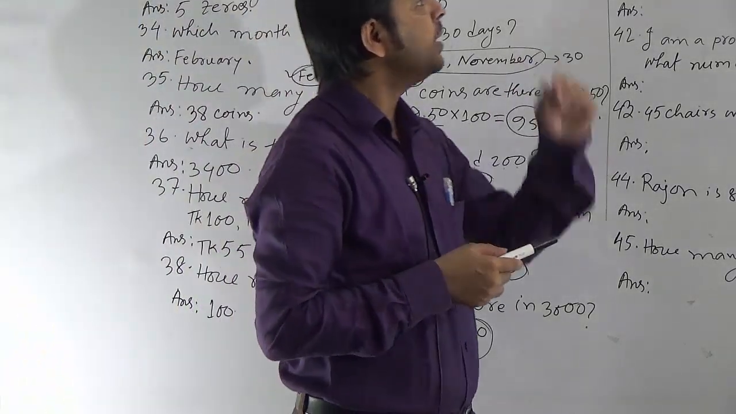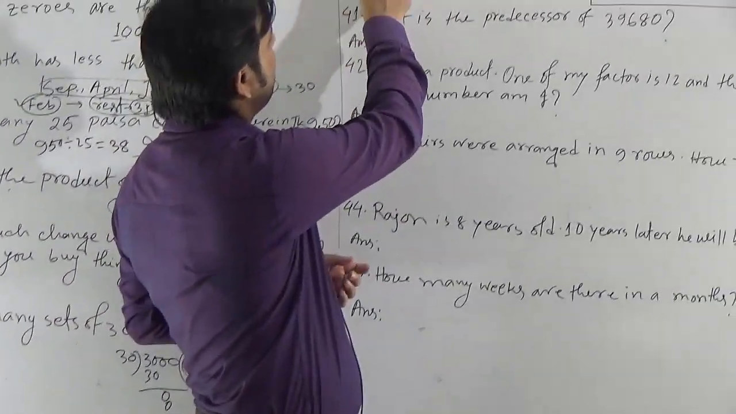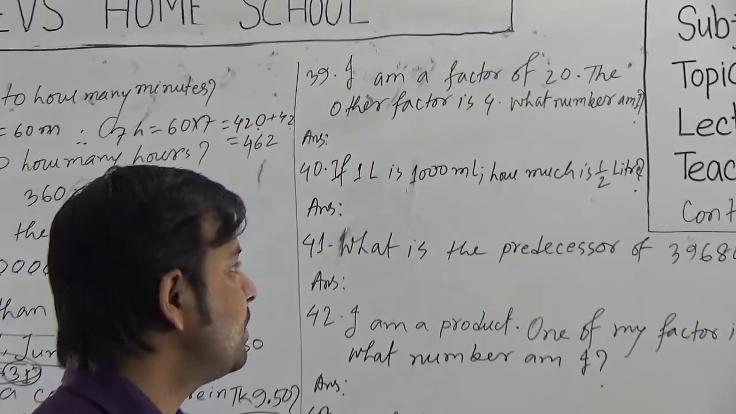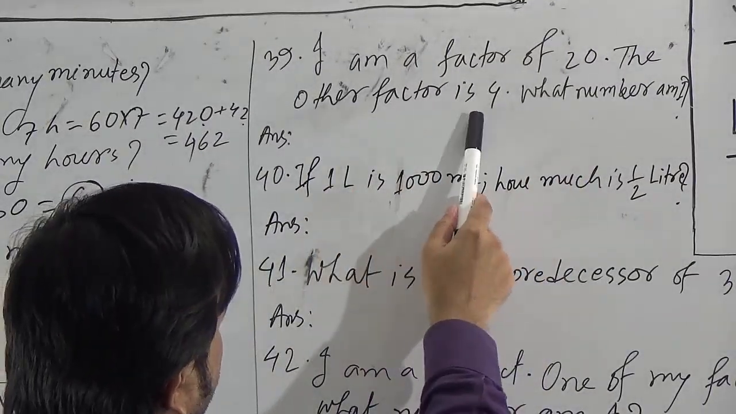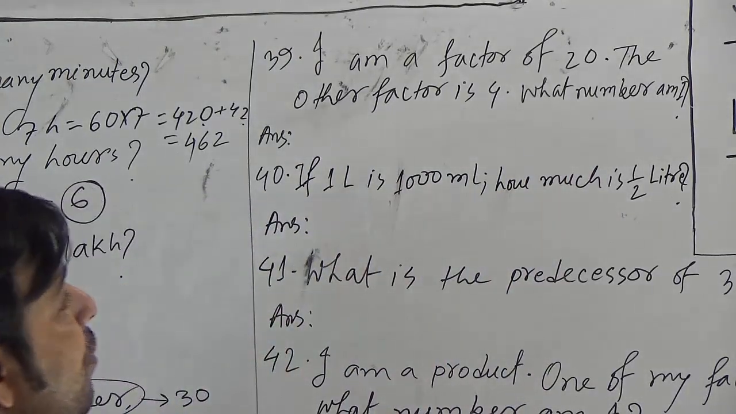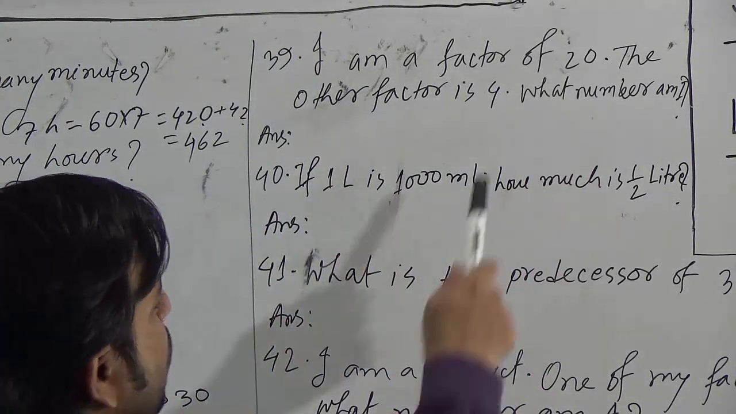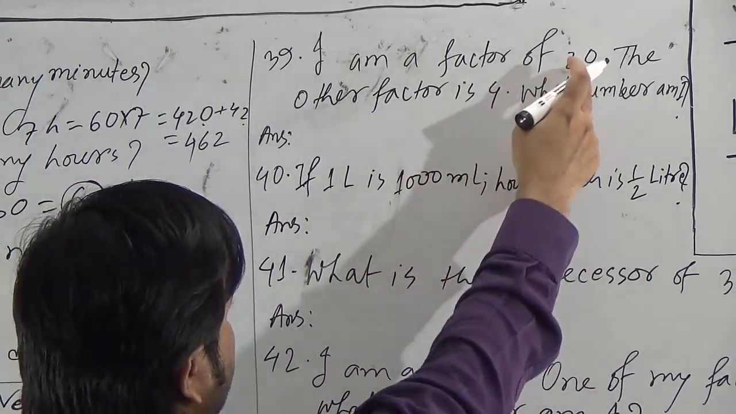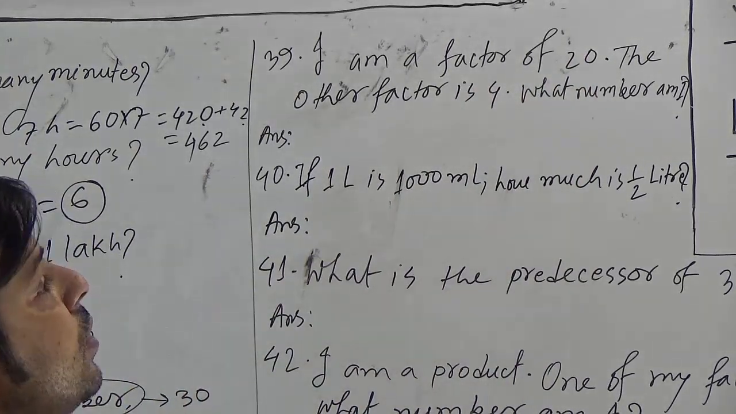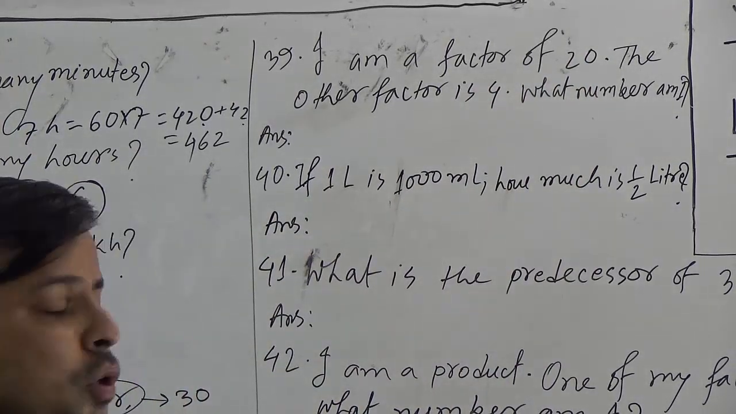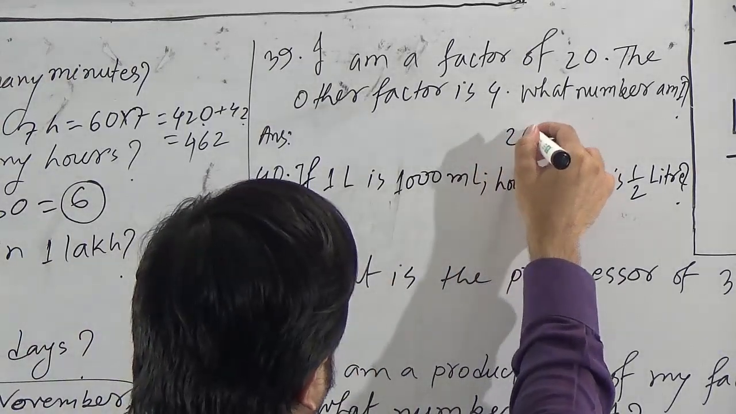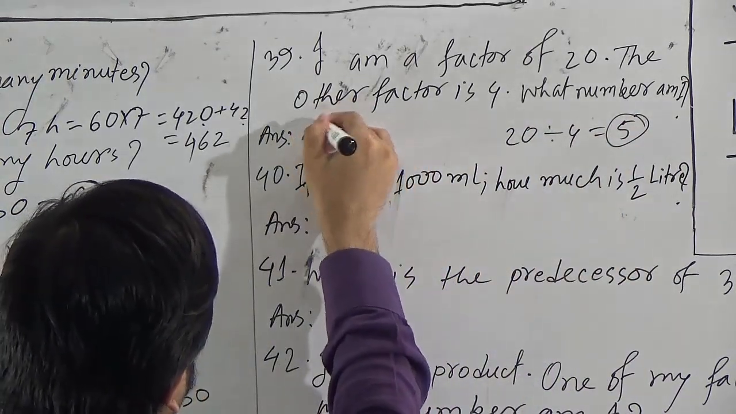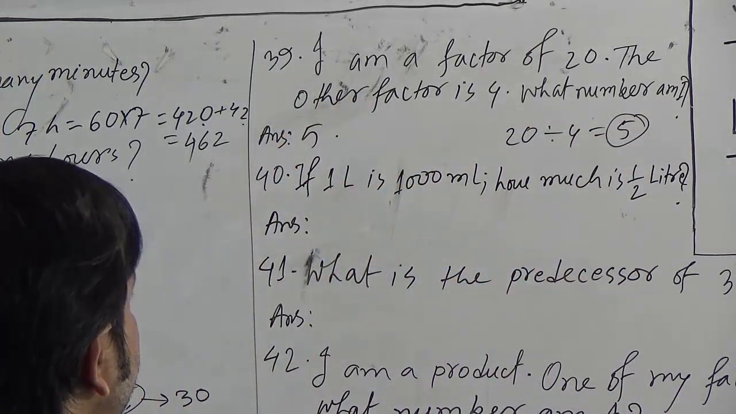Then go to the next question. Next question is 39. The question is, I am a factor of 20. The other factor is 4. What number am I? It means that if you multiply two numbers, the product will be 20 and one number is 4, so the other number will be 20 divided by 4. It will be 5. So we can say the answer of question 39 is 5.